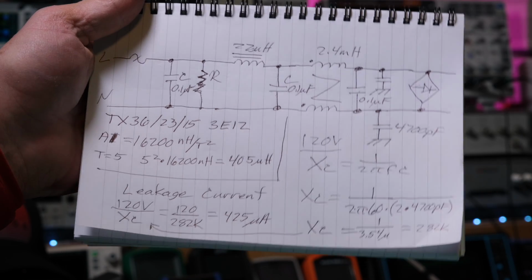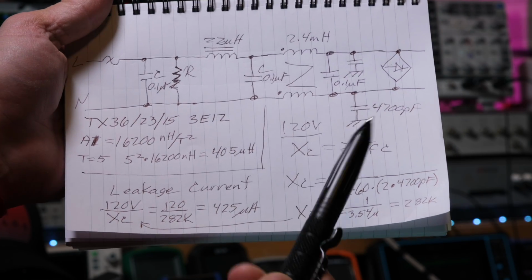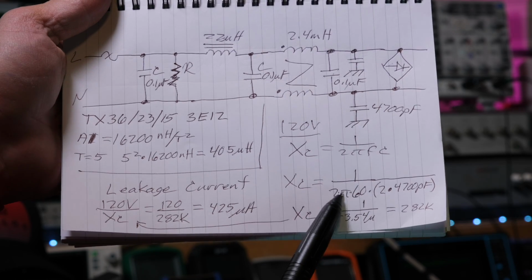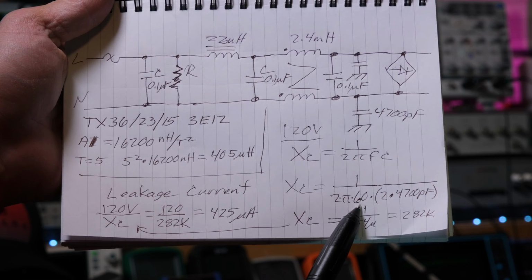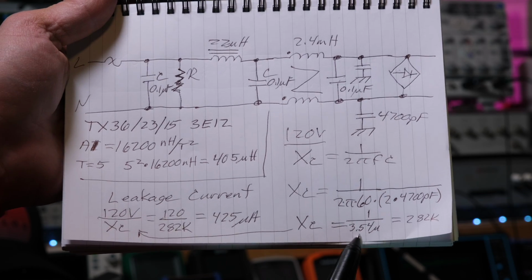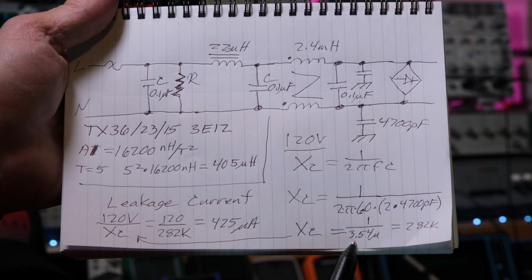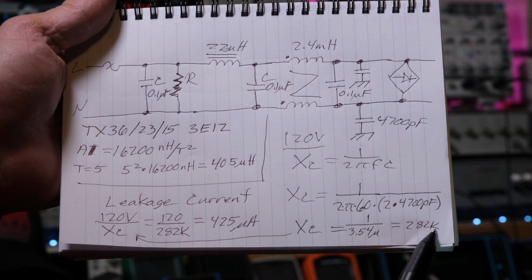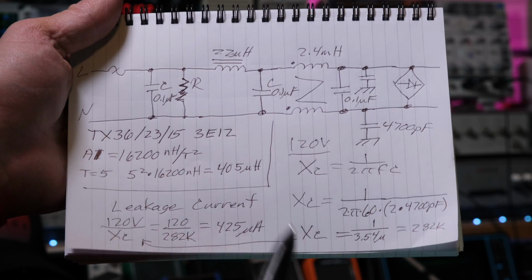Alright guys, I just wanted to go over some of these calculations that I talked about before. The X_C is 1 over 2 pi F C, where F is 60 hertz and C is the 4700 picofarad. It comes out to 1 over 3.54 micro, and that is 282 kilohms. That's the X_C.